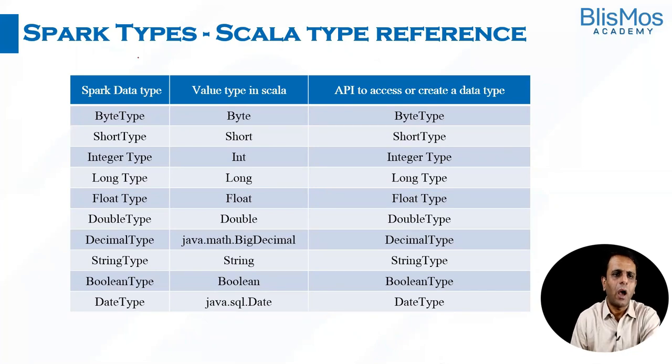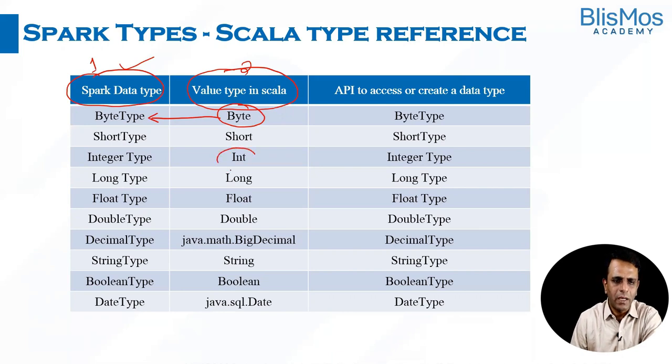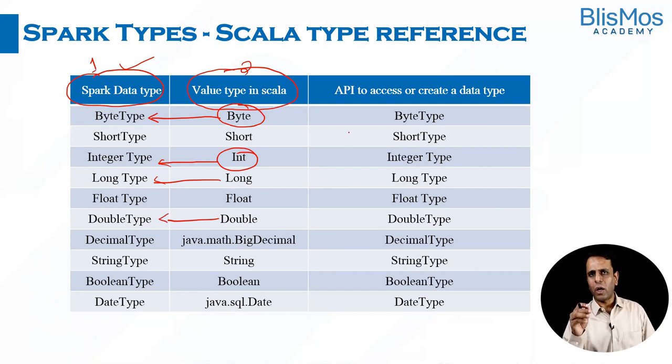For example, now we are trying to see how Spark types are mapped with the Scala types. Here, the first column is the Spark data type and the second column is the Scala type. So if you refer to a byte in Scala, that is directly mapped to the byte type in Spark. Same is the case with int, which is mapped to integer type, long is mapped to a float type, double is mapped to double type, and so on. One very important aspect you have to observe here is that most of the Spark data types more or less match the Scala types. What may be the reason? You already know the reason. Because Spark itself is built on Scala, right?